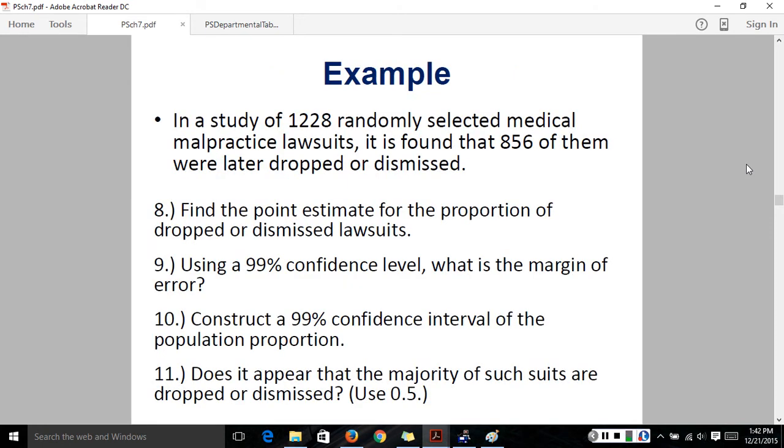Let's do an example. In a study of 1,228 randomly selected medical malpractice lawsuits, it's found that 856 of them were later dropped or dismissed. So let's find the point estimate for the proportion of dropped or dismissed lawsuits, and we'll use a 99% confidence level to construct a margin of error. We'll use that to make a confidence interval, a 99% one, as a matter of fact. And then we'll analyze our results and determine if the majority of such lawsuits are dropped or dismissed.